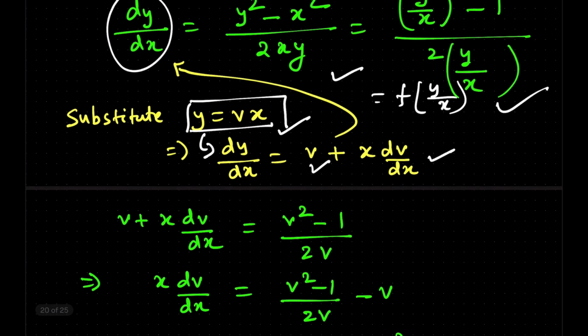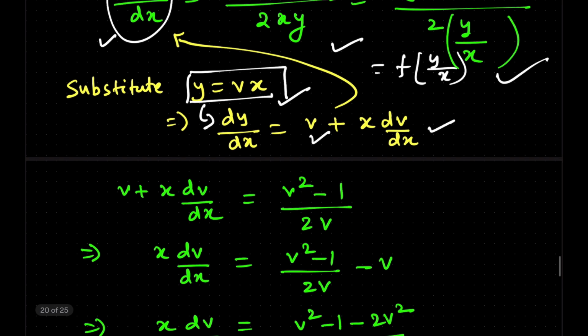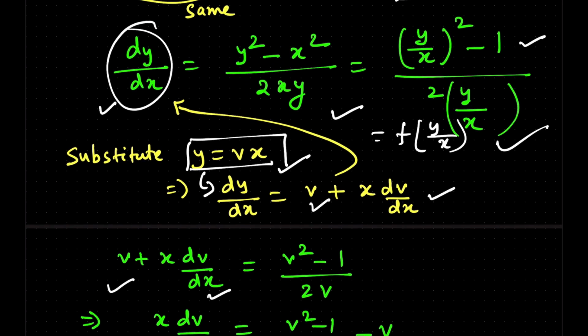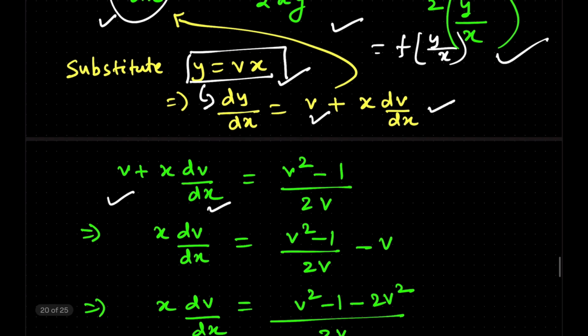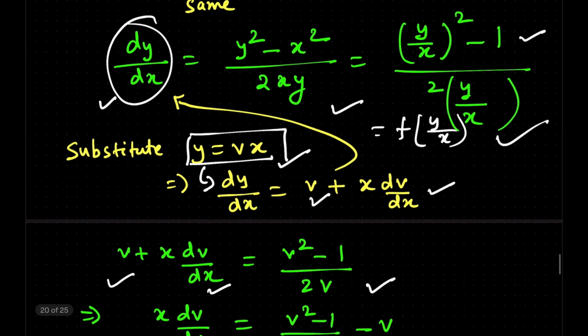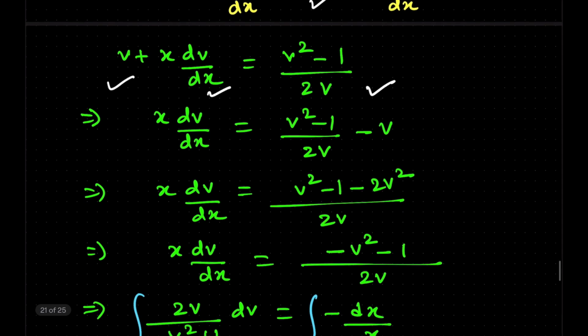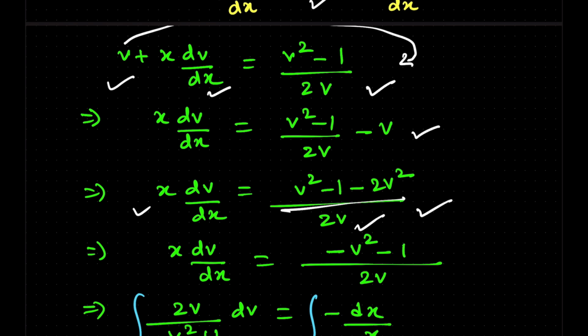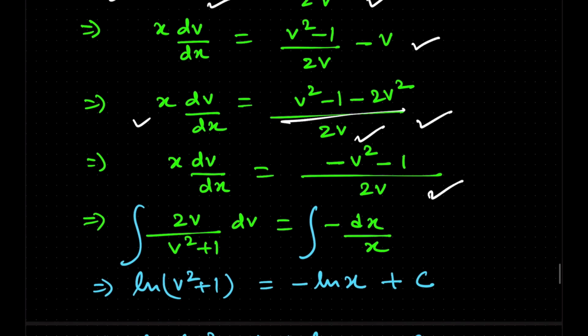Then substitute this in the parent equation. In place of dy by dx, you have to write v plus x dv by dx. On the RHS, you will see that y by x can be replaced by v. So it will give you v square minus 1 by 2v. Now further, you have to bring this on the RHS side, and this will become a negative sign. If you further simplify this, you will get v square minus 1 minus 2v square by 2v. On the LHS side, let it be as it is. Further simplifying it, you will get this form.